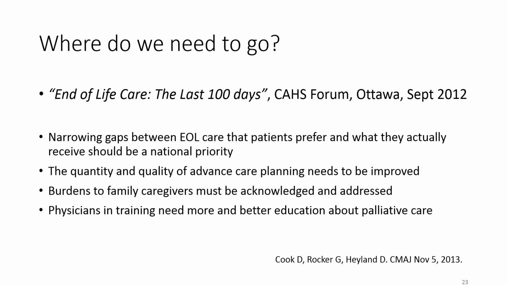So first of all, referring to that blue and red bar graph with the discordance between what patients want and what they are actually receiving, the Academy stated that narrowing gaps between end-of-life care that patients prefer and what they actually receive should be a national priority. In a sense, as a means to that end, the quantity and quality of advance care planning and goals of care discussions need to be improved. So they call for better communication and decision-making at end of life.